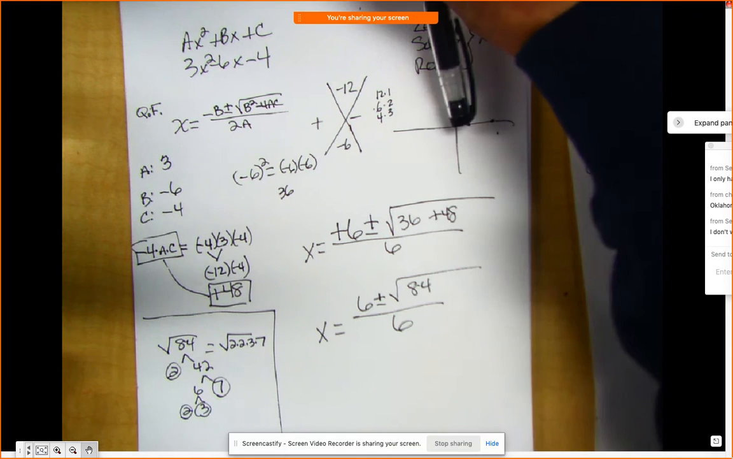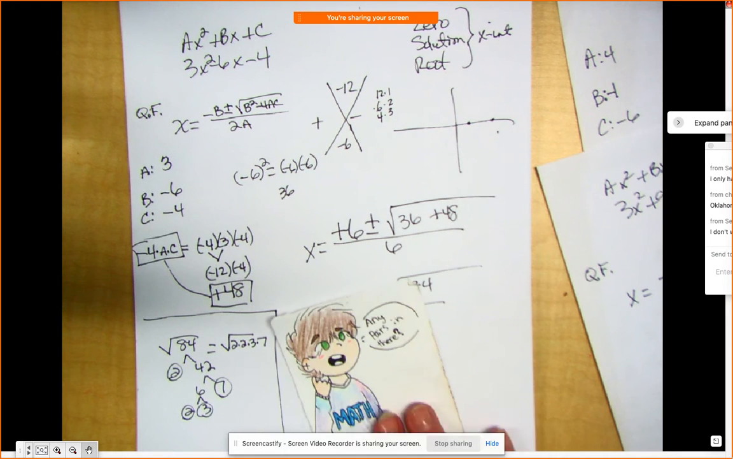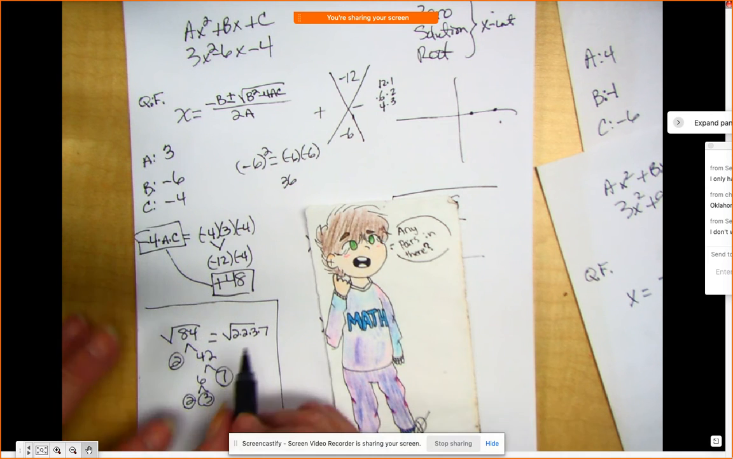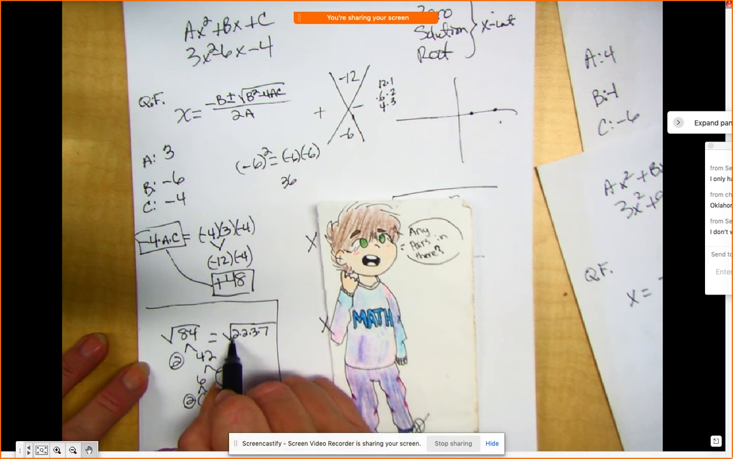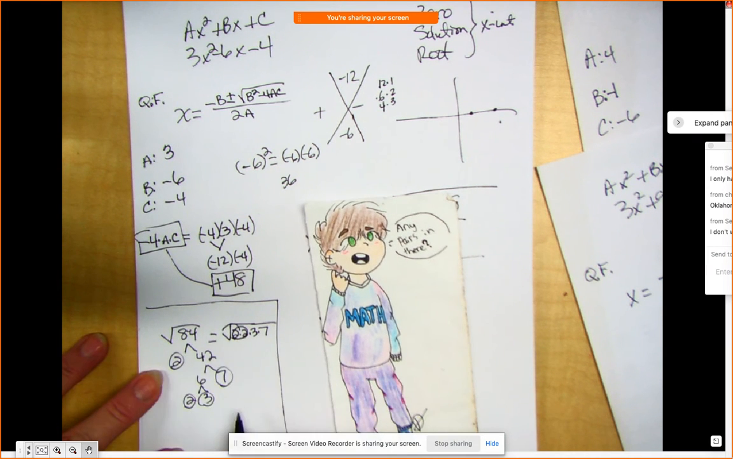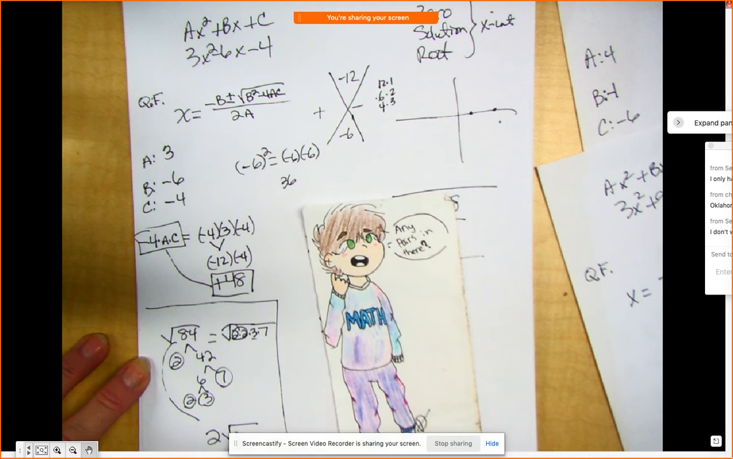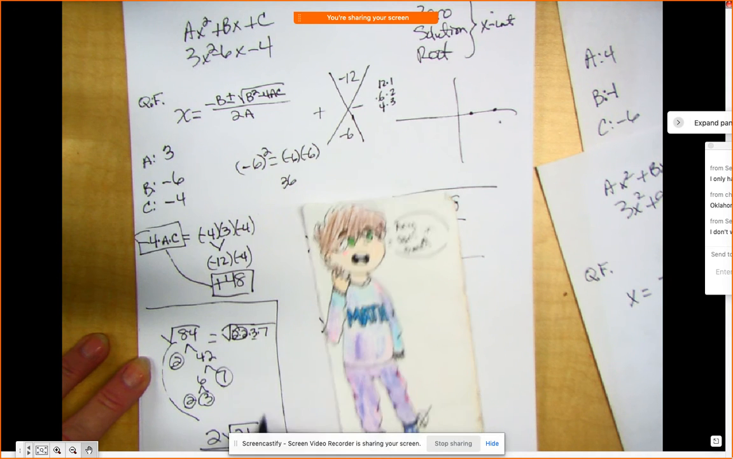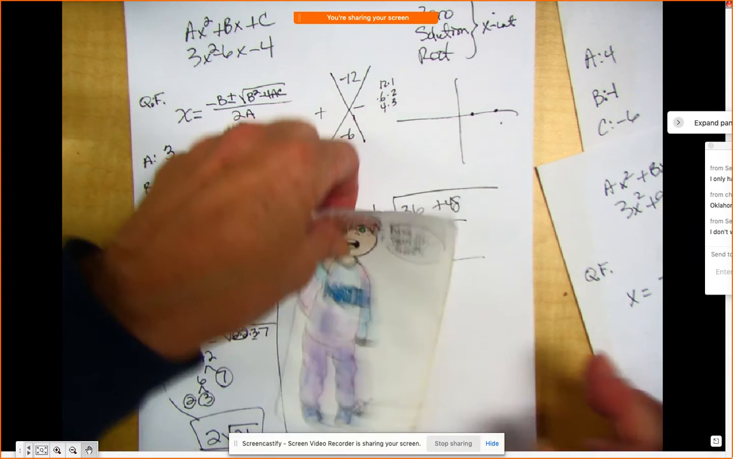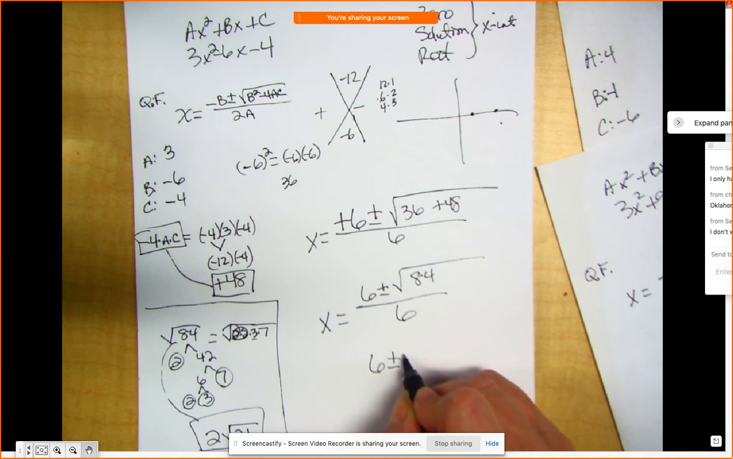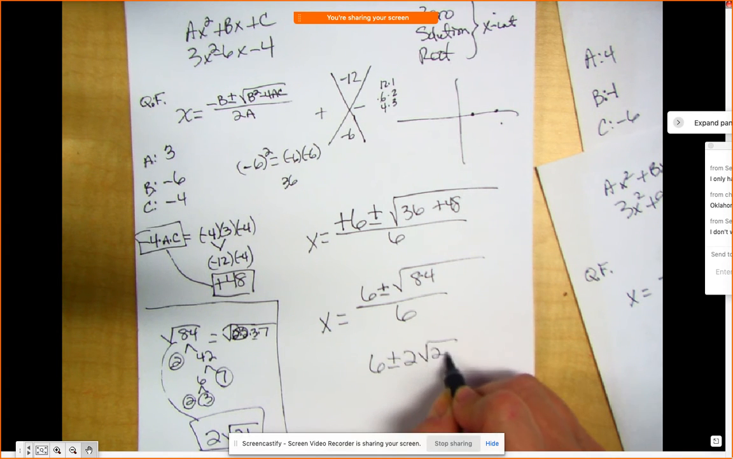Any pairs in there? This guy's looking for a pair of numbers that match, and the 2's match, so they get to come out. So the square root of 84 is simply 2. What's left over? The 3 and the 7, which is 21. So I'm going to come back over here, and instead of the square root of 84, I'm going to write 2 square root 21.